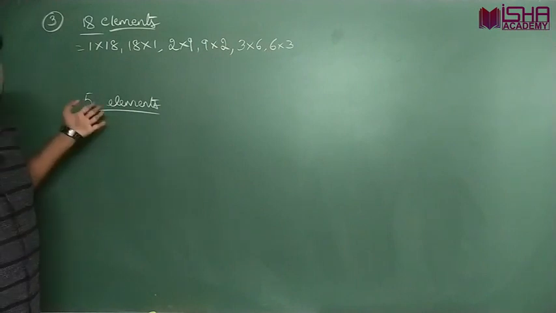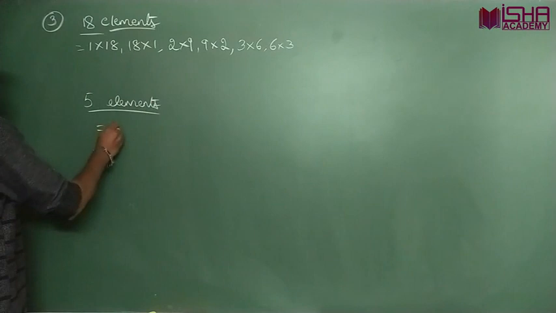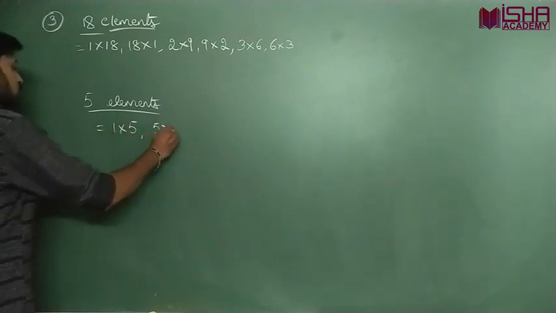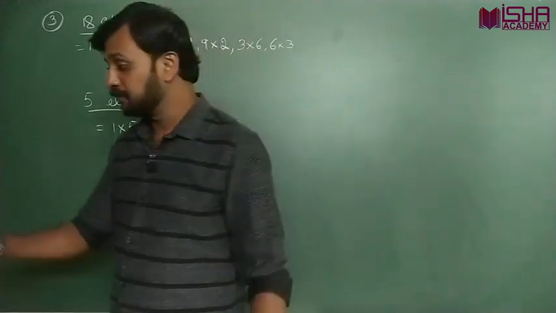So you know that 5 is a prime number which is divisible by 1 and itself. So the possibilities are 1 cross 5 or 5 cross 1. So 1 by 5 or 5 by 1. So that's your answer. Clear?